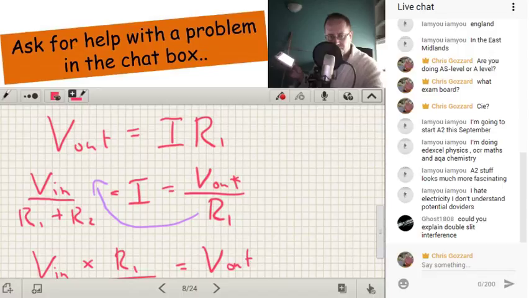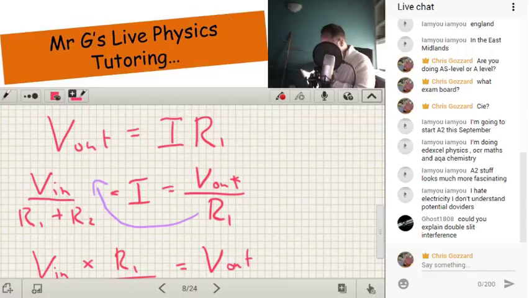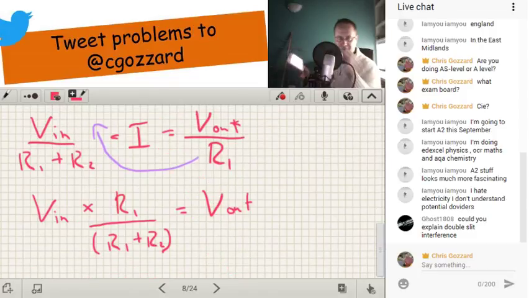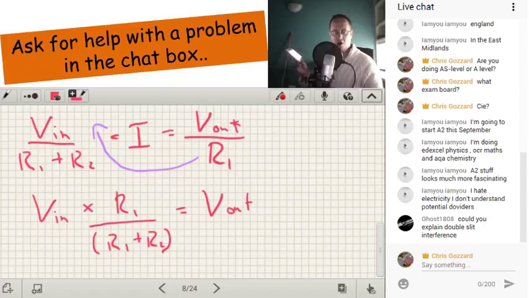Then I've moved R1 over to the other side. So I get V in times R1 over R1 plus R2 equals V out.